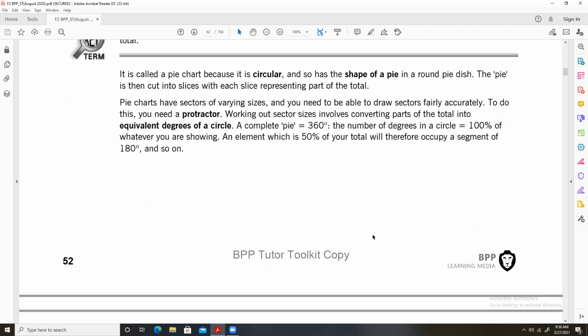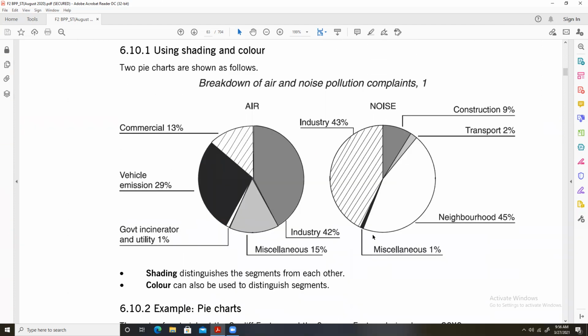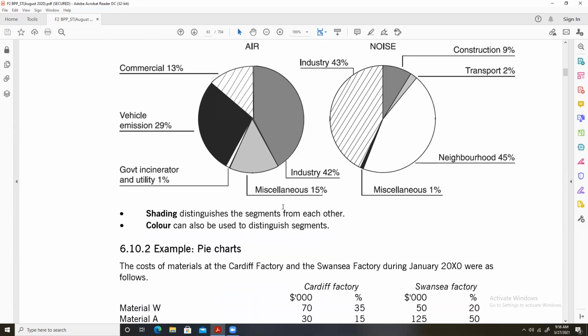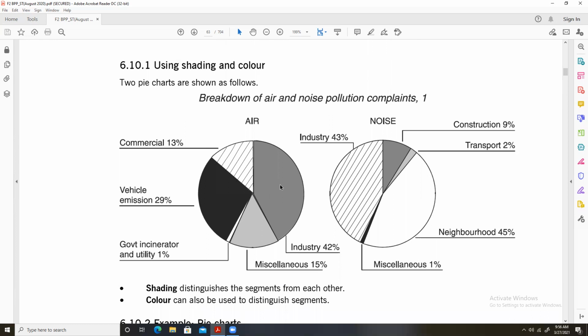Similarly, pie charts or pie diagrams can also be used to make comparisons, because as each different sector has a different color or a different shade, we can easily determine which sector is the largest, or which sector is larger as compared to the others. So this diagram, the pie chart, is also used to make comparisons.